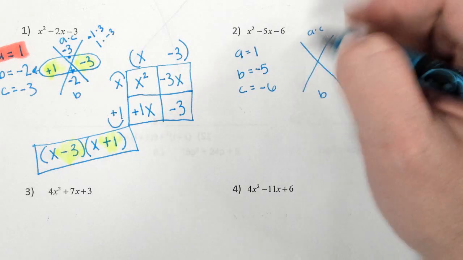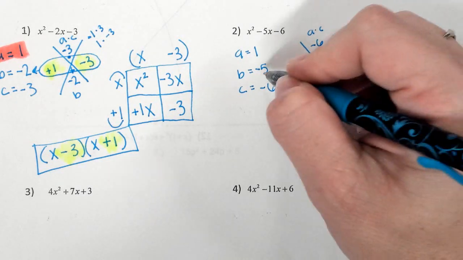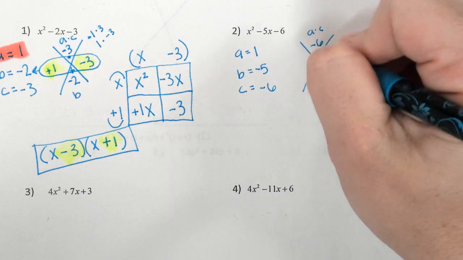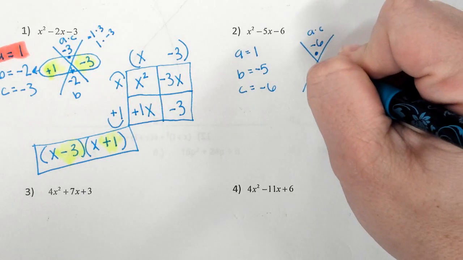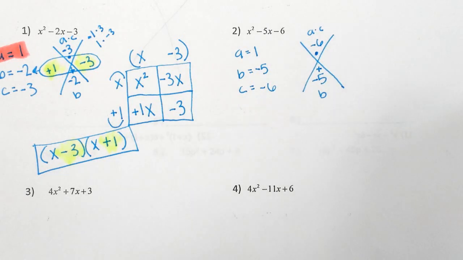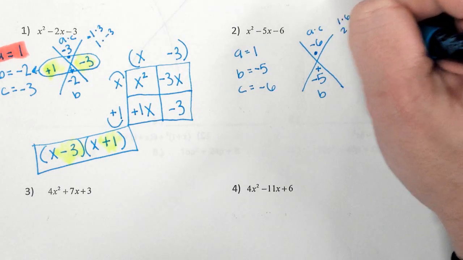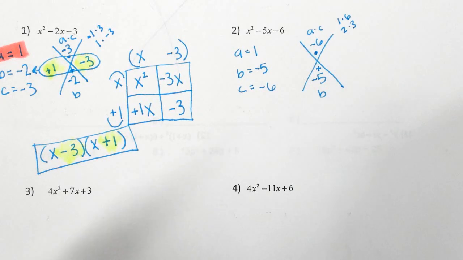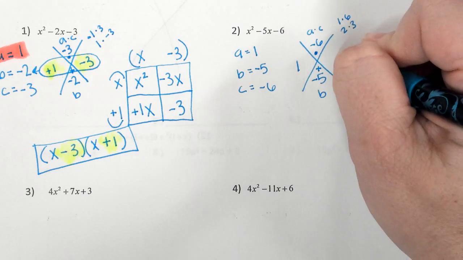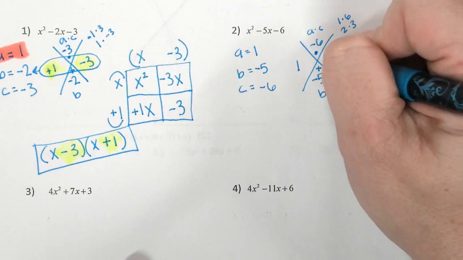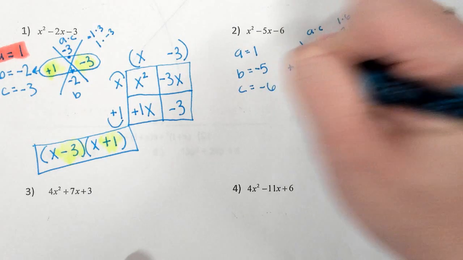So 1 times negative 6 is negative 6. B is negative 5. Now, when your top number is negative, you're pretty much subtracting to find your bottom number versus adding. So your factors of 6 are 1 times 6 and 2 times 3. Which one of those is going to subtract to give you 5? 1 and 6. Okay? Which one of those needs to be negative to create a negative 5? The 6. So this is positive 1.